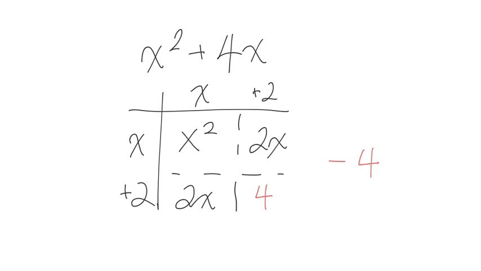Now my box is complete, right? My box is complete and I have this perfect square here. So this becomes x plus 2 squared minus 4, right? The minus 4 from here just comes down. And now what does this remind you of? Well, I hope it reminds you of vertex form.